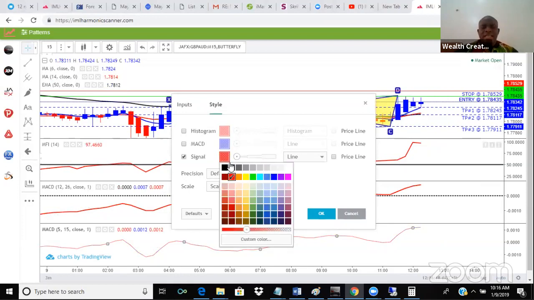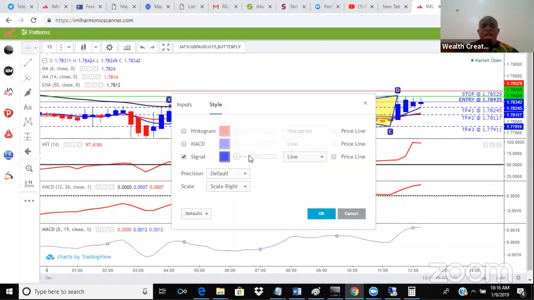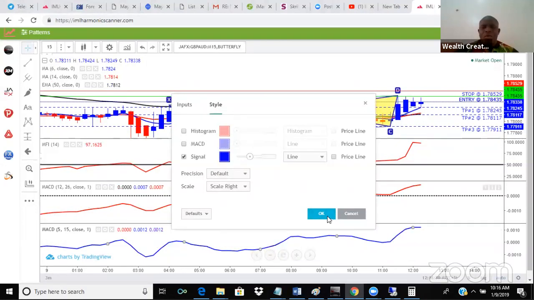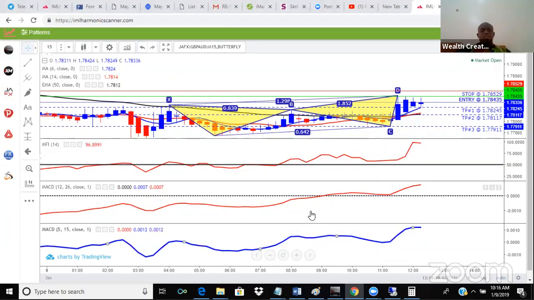So I will make the signal blue so that it's going to be different from the previous MACD. I will also make the line very thick. And with this thickness, I will click on OK. I want this MACD blue to be thicker. So bolder rather, and that is it.